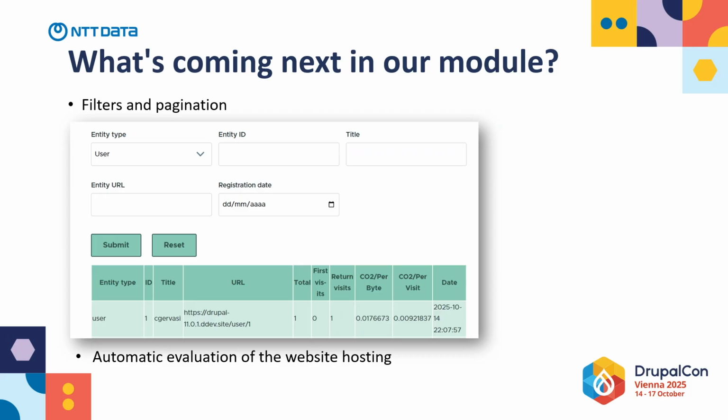One additional thing that is not being shown here in the image is the pagination, because we also introduced that in the table. And after we launch this, which will be in the next few weeks because it's almost done, we'll also work on the automatic evaluation of the host for our website, because we want to get this information as accurate as possible. And in this way, you don't need to go to check in extra fonts if it's a green host or not. So we think this is a feature that we would like to introduce in our module.